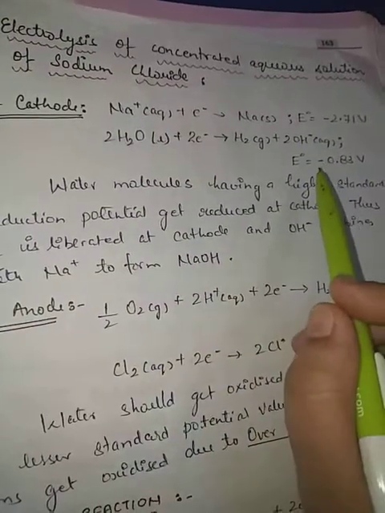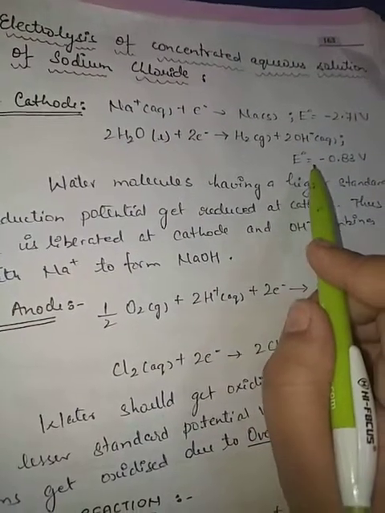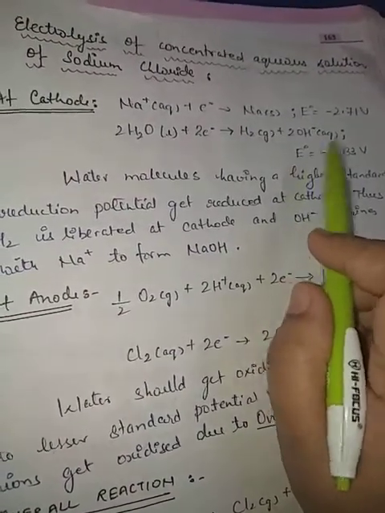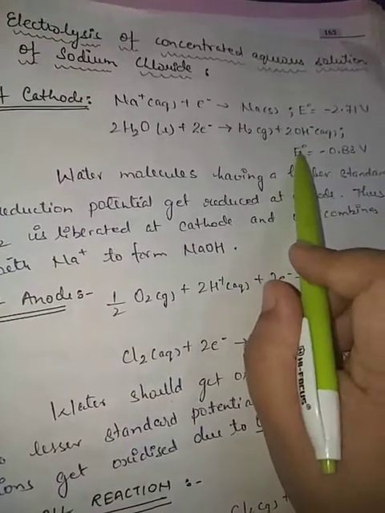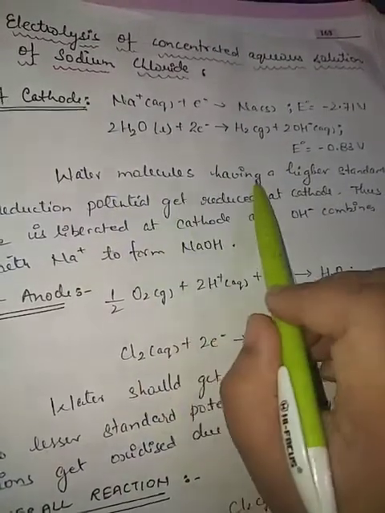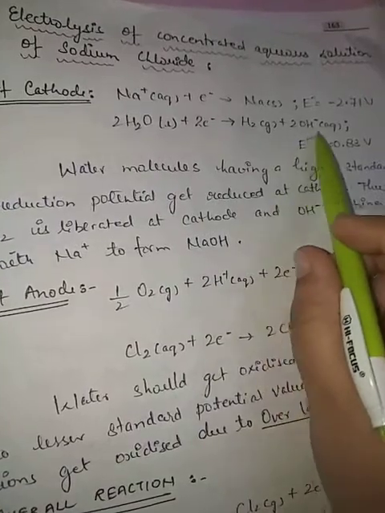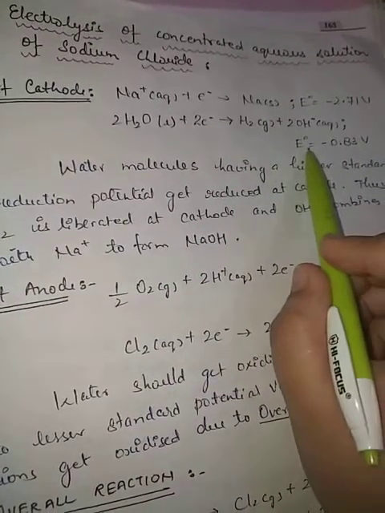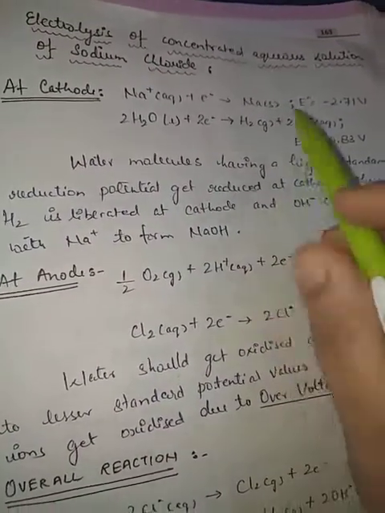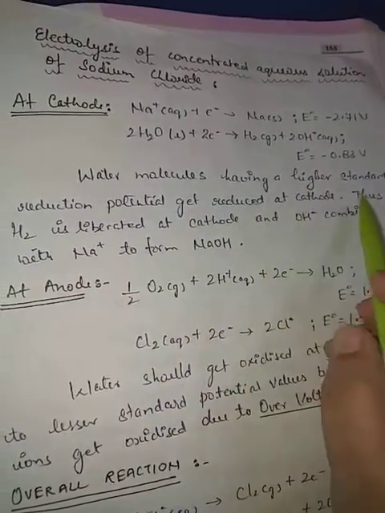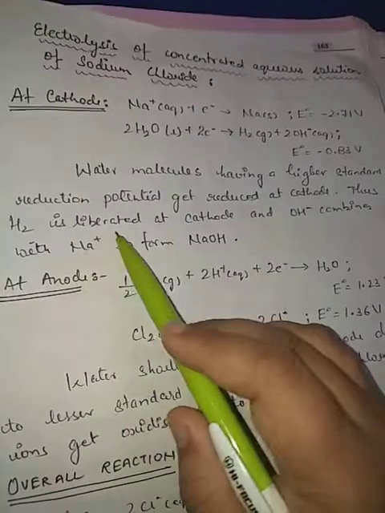It means the one which has the higher standard reduction potential value will get reduced at the cathode. So here, since water molecules have the higher reduction potential value, this hydrogen gas will be collected at the cathode. Water molecules having the higher reduction potential get reduced at the cathode. Thus, hydrogen is liberated at the cathode.